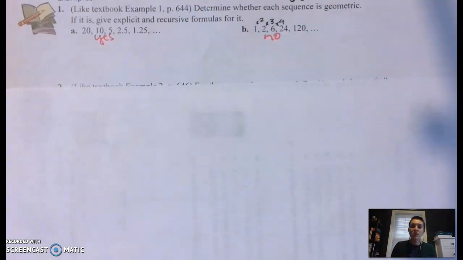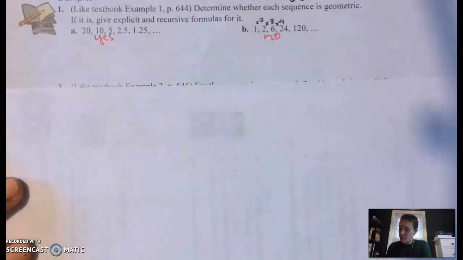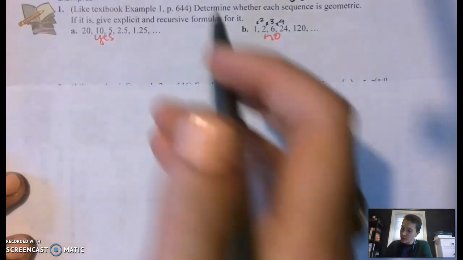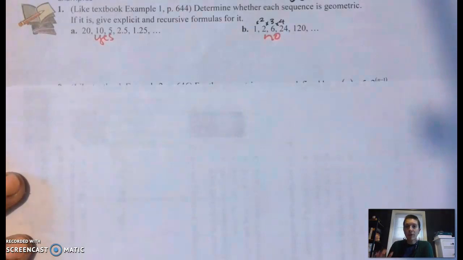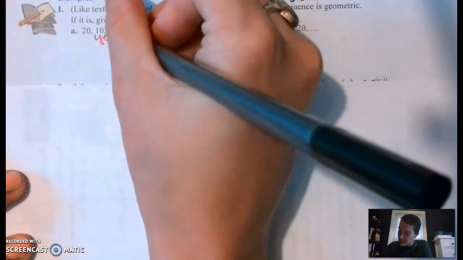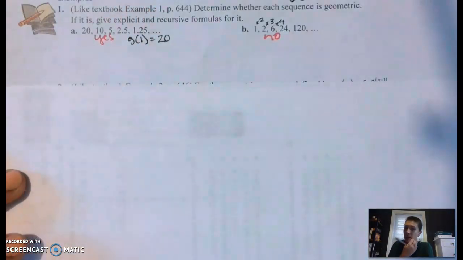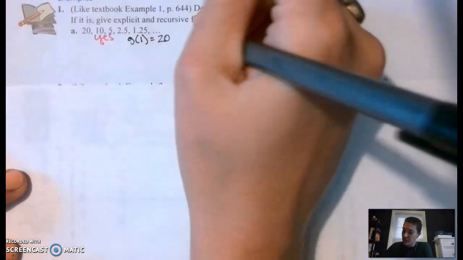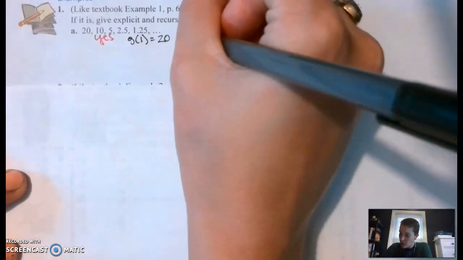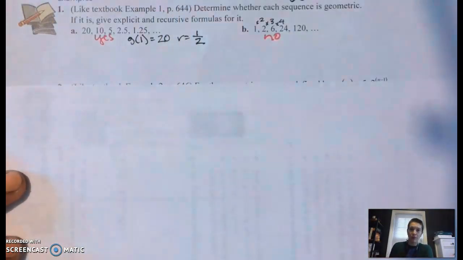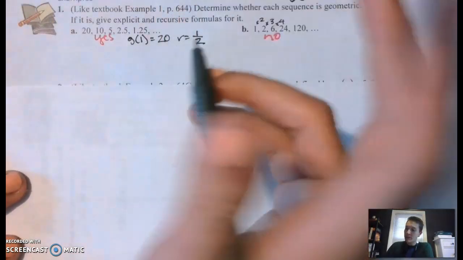Now, for the one that is geometric, let's write our formulas. Remember, we first need to figure out what r is and what our first term is. Our first term is g of 1, and in this case, that is 20. r is the common ratio, the thing that we're either multiplying or dividing by each time. In this case, we're dividing by 2 each time. Since we're dividing by 2, our ratio is a fraction. It's actually 1/2.